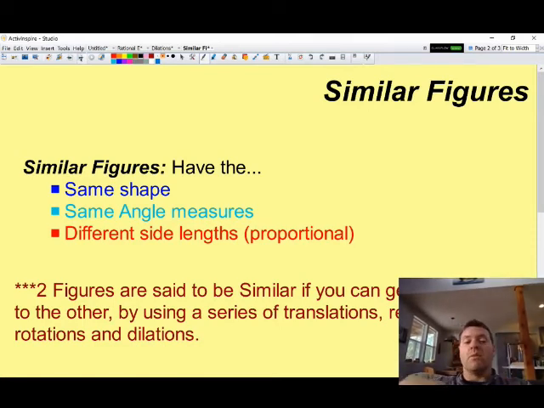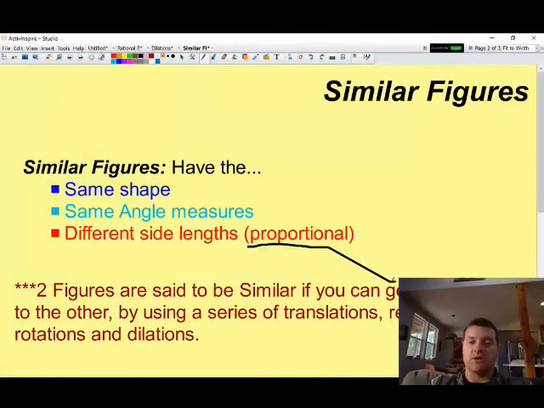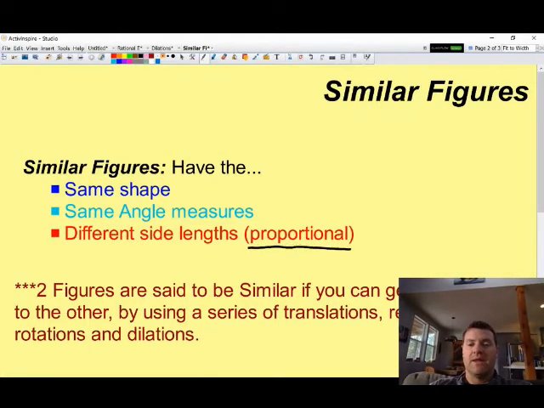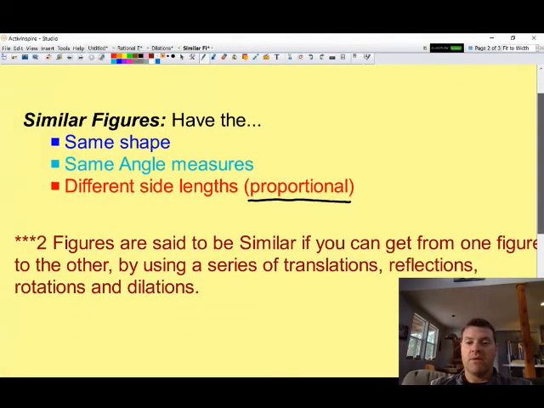First of all, we already know they have the same shape. Like the ones we just did, they were rectangles. They also have the same angle measures. The one we just did had right angles. Didn't matter what we did, we stayed with right angles. But the side lengths are going to be different. And we're going to use this word here. This is the word that I want you guys to pay attention to. Proportional. Okay, that just means that all the sides have been multiplied by something. In the case of the one that we just did, they all got multiplied by 3. That was what we would call my scale factor in my dilation. Okay, hopefully remember that. Okay, write that down. Important for you to know.